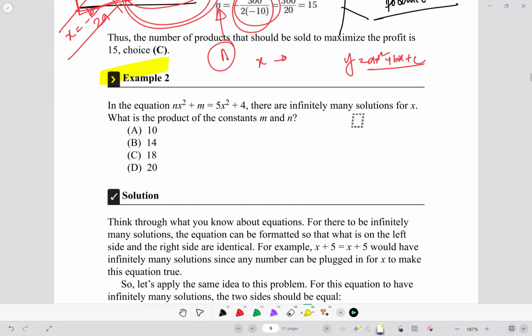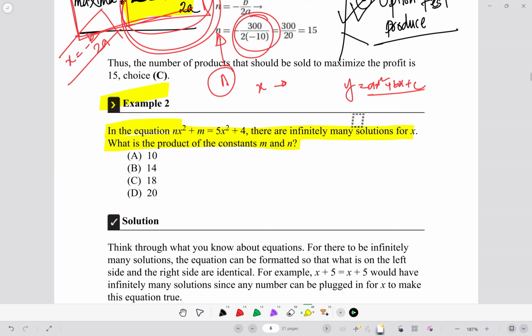They're telling us that in the equation nx squared plus m equals 5x squared plus 4, there are infinitely many solutions for x. What is the product of the constants m and n in the equation?